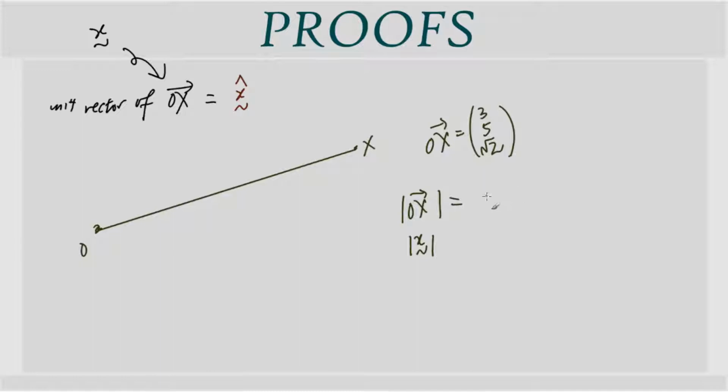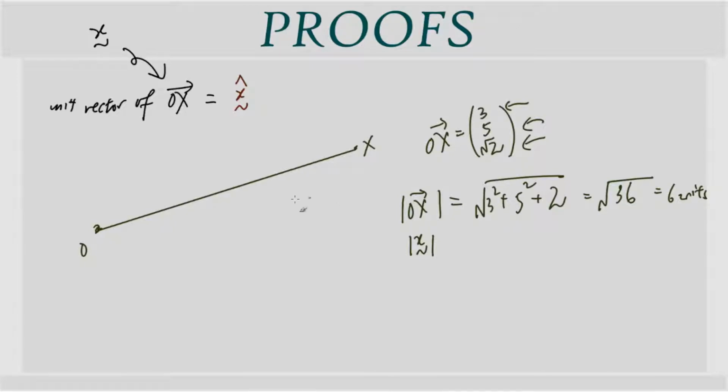These are equal to the square root of the x component squared plus the y component squared plus the z component squared, given by the Pythagoras theorem. And that's equal to the square root of 9 plus 25, that's 34, plus 2 is 36. And that gives you 6 units. So you know the magnitude of this thing is 6 units. So let's write that down, 6 units.